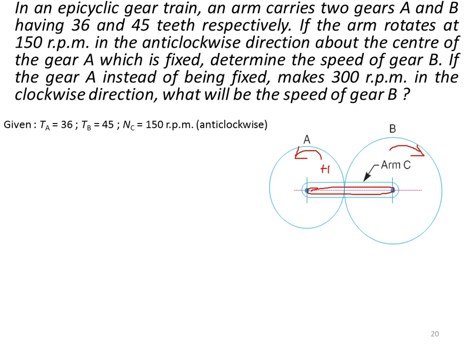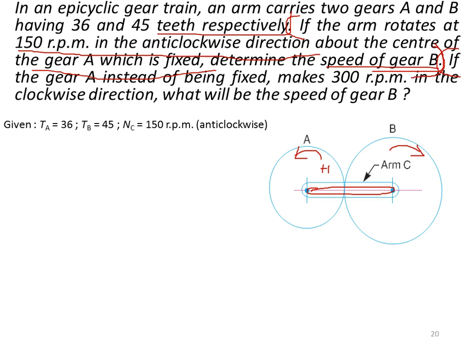Okay. Now from the question, what are the parameters that you need to see? So this is the problem first. This is the initial condition, so here the problem will start. First, if the arm rotates at 150 rpm in the anti-clockwise direction about the center of the gear A, which is fixed, you have to determine the speed of gear B. So this is one condition. Don't go to the second condition immediately. First we will solve this first condition.